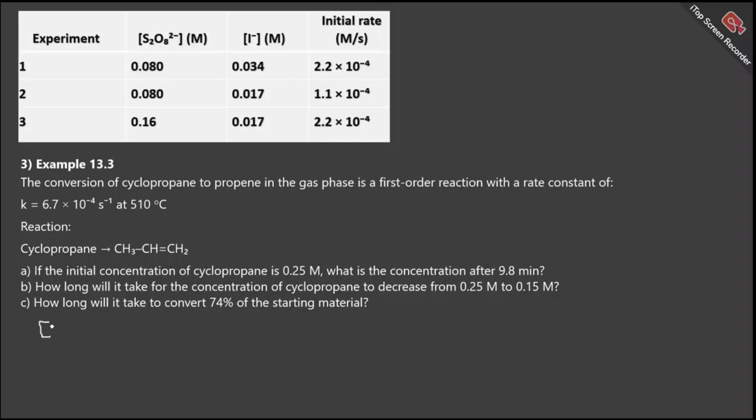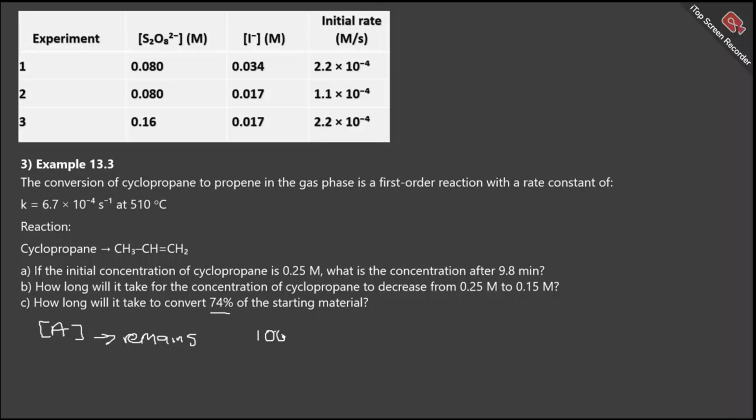The final concentration is the concentration which remains, not which is used up. Keep in mind. So look, how long will it take to convert 74% of the starting material? What does this mean? This means that 74% is going to be used from the 100%.